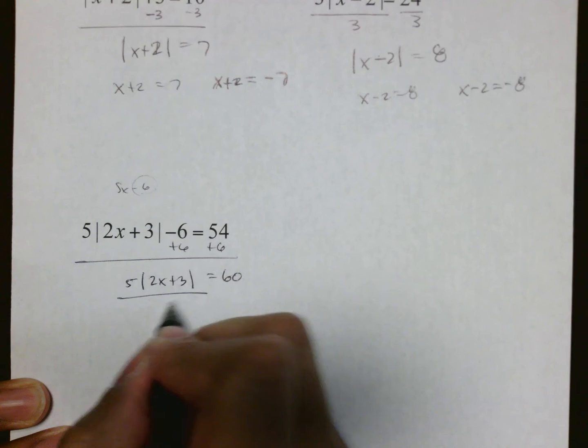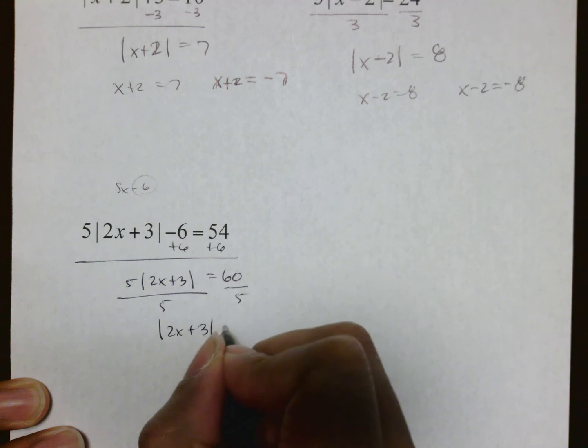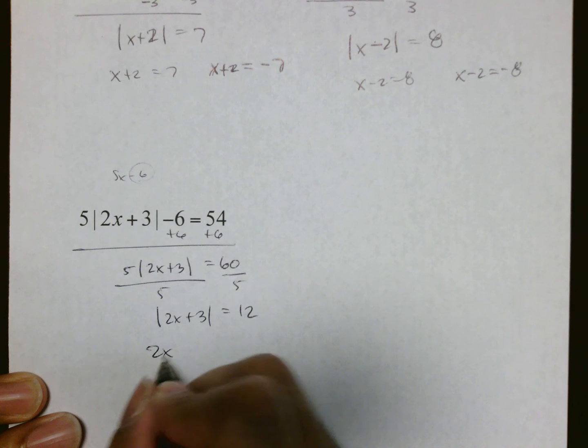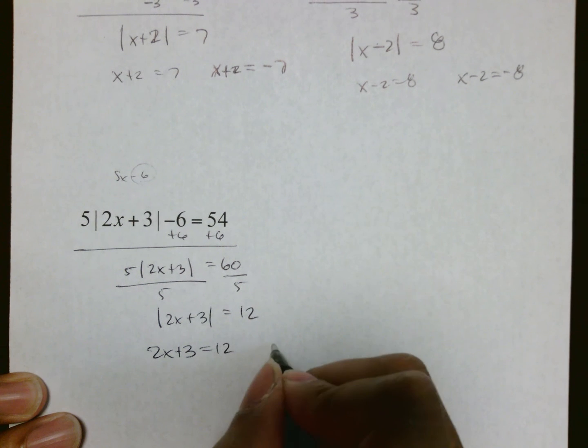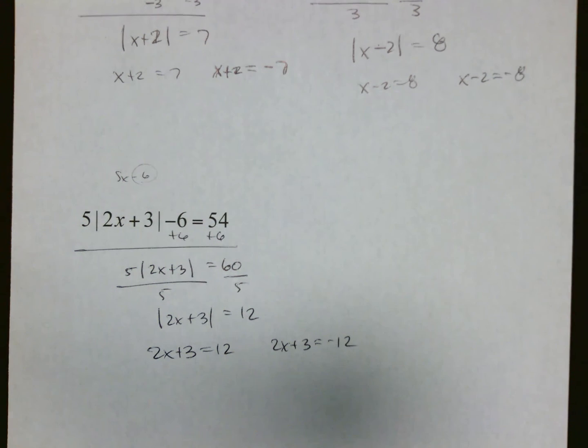We then will divide by 5, divide by 5, absolute value 2x plus 3 equals 12. And again, now that I have the absolute value by itself, I will do 2x plus 3 equals 12, and 2x plus 3 equals negative 12, and that will go from there.